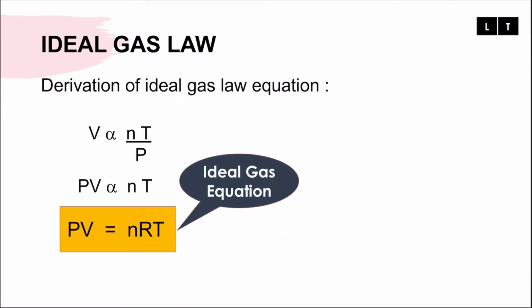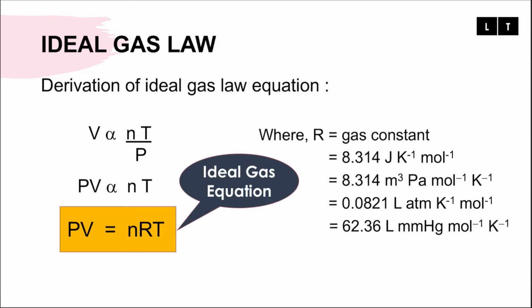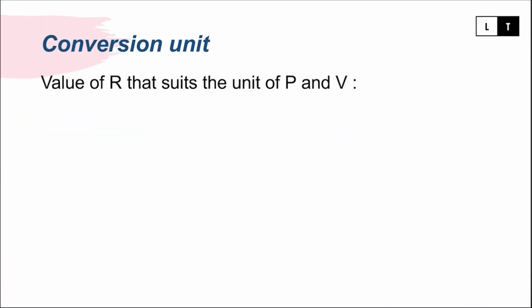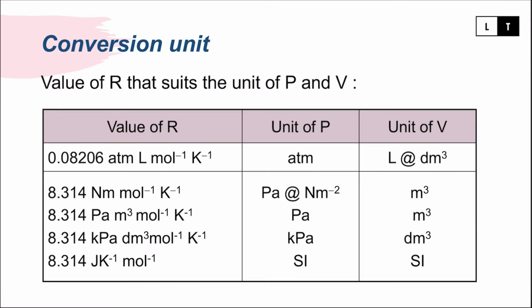So, you have this one as ideal gas equation where the value for R, your gas constant, can be a lot of them. So, value R ada banyak. Dan R depends on unit of pressure and volume yang kita guna dalam soalan. So you have to relate which R value that you need to use in your question. So kalau lihat dekat sini, ini adalah value of R that suits the units of pressure and volume. You got a whole lot of bunch of them, tapi yang paling standard yang kita belajar adalah this one.